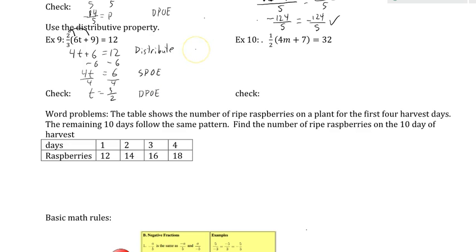Our check step. So we have 2/3 of 6 times 3/2 plus 9 should equal 12. 2/3 inside the parentheses, 3/2 of 6 is 9. 9 plus 9 is 18. And 2/3 of 18 is 12.